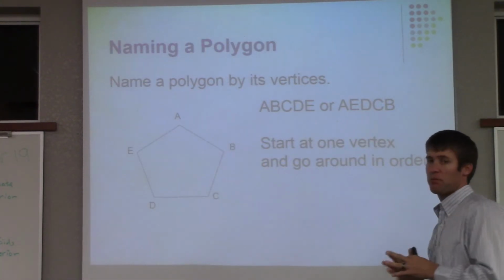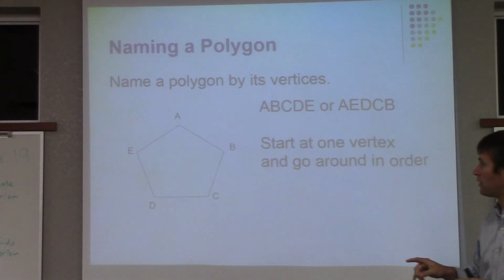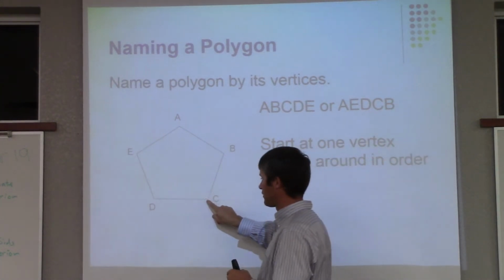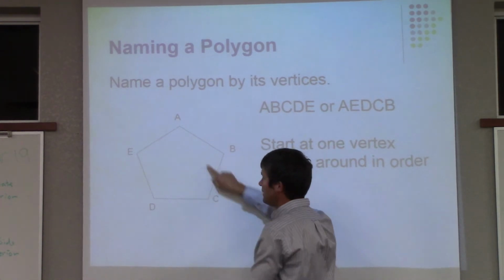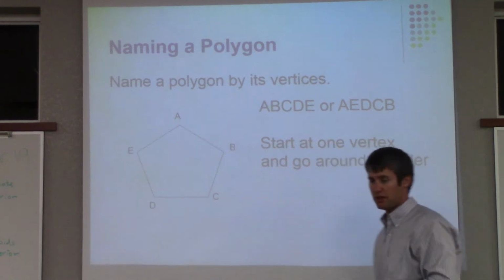So we're going to name a polygon just like we did a triangle or an angle. We're going to name it by all its vertices. Our vertex point, remember, is where two lines meet. So point A, B, C, D, and E. We name it by all the vertices that are involved.